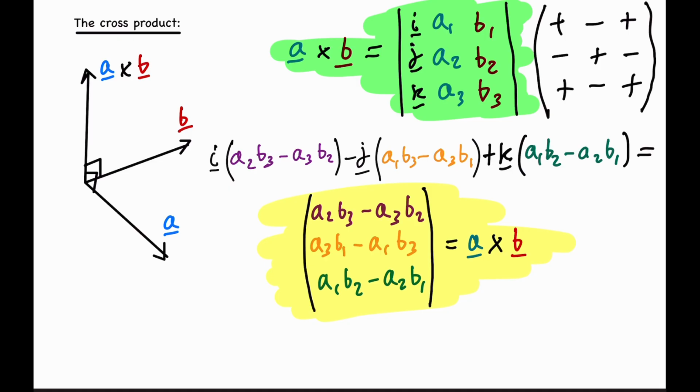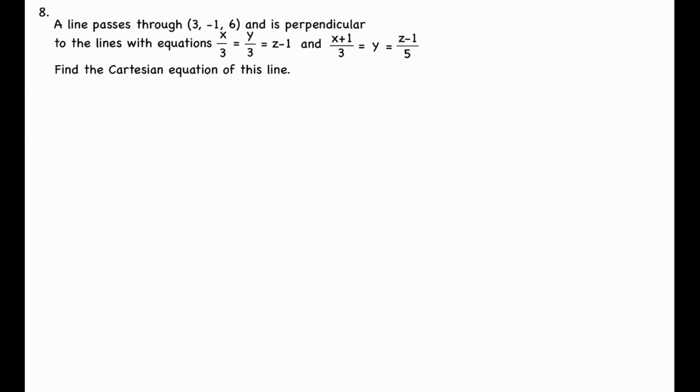So now let's move on to a question. A line passes through 3, minus 1, 6, and is perpendicular to the lines with the equations in Cartesian form, this one and this one. And then it says find the Cartesian equation of this line.